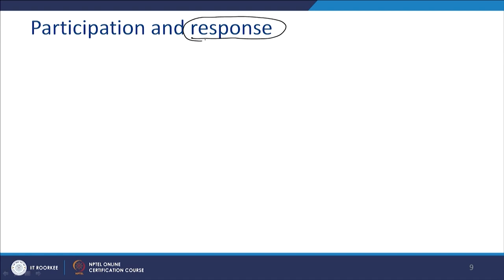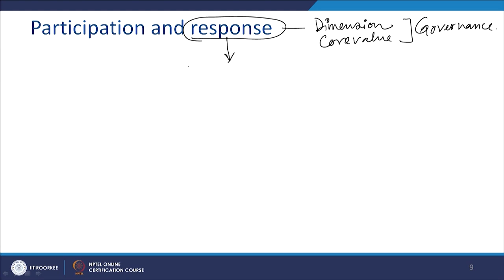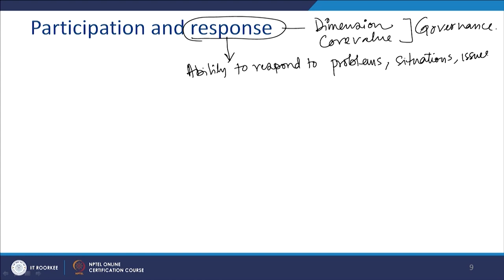Now, in the beginning we discussed that response is a very important dimension and core value of governance, right. Here we mean response as your ability to respond to local problems, situations or particular issues, right.